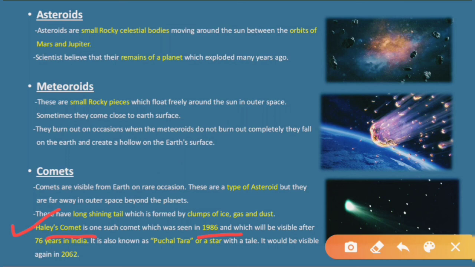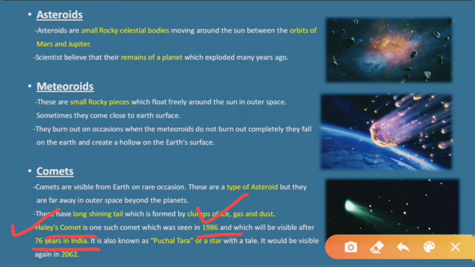It will be visible after 76 years in India. It is told by scientists that Halley's comet, which was once visible in 1986, will be visible again after 76 years. Means after 76 years people can see this comet again.